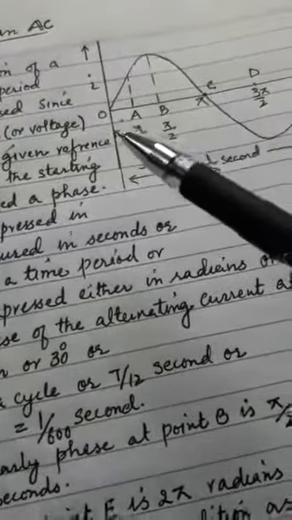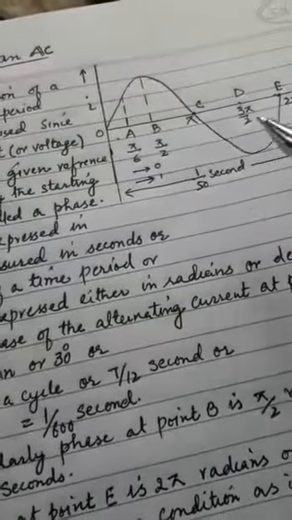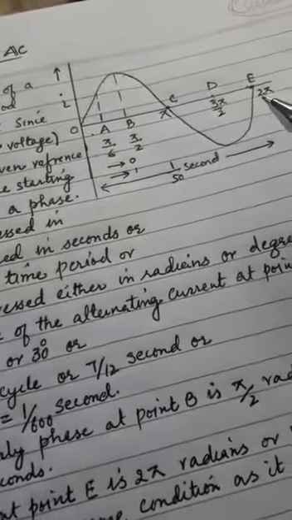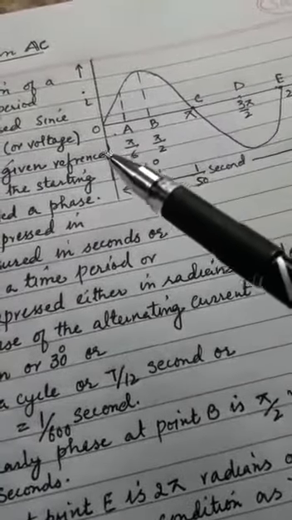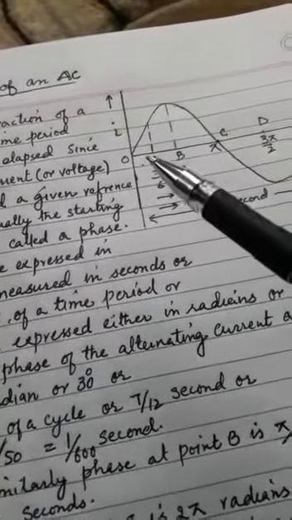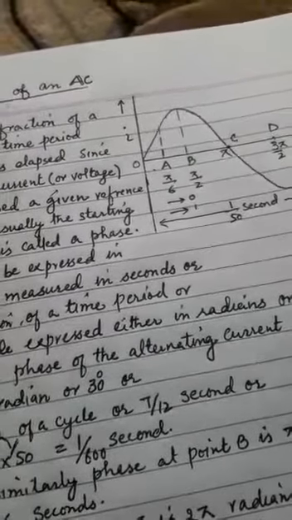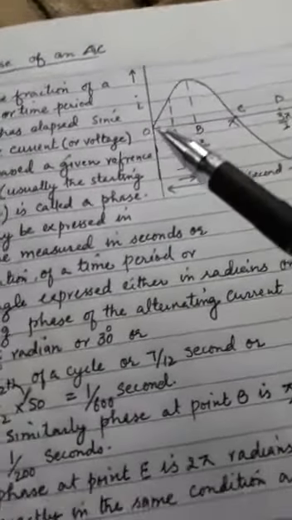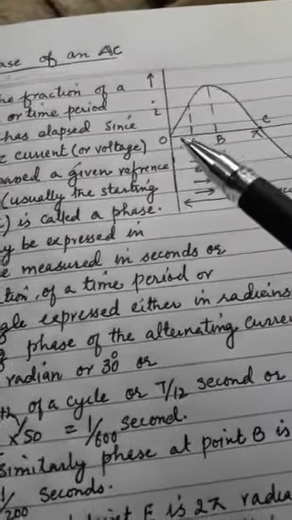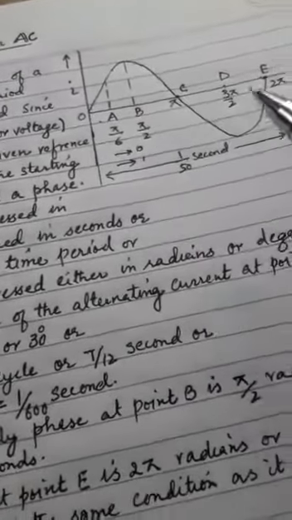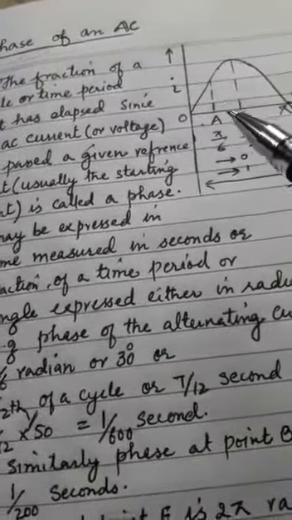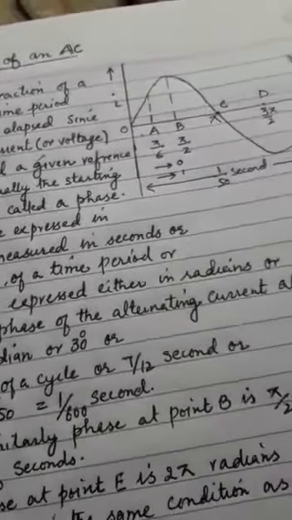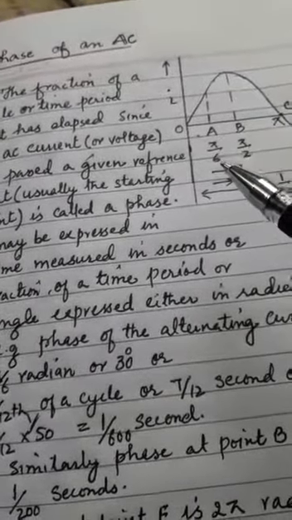Dear students, I already discussed with you what pi by 6, pi by 2, pi, 3 pi by 2 or 2 pi mean. These are the different phases considered in radians or in different angles. For example, this portion of the phase of the AC sine wave, it is pi by 6.